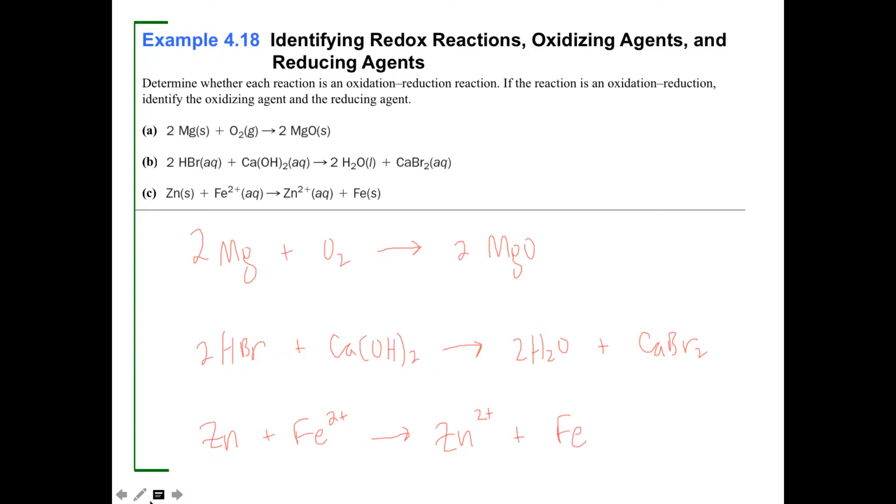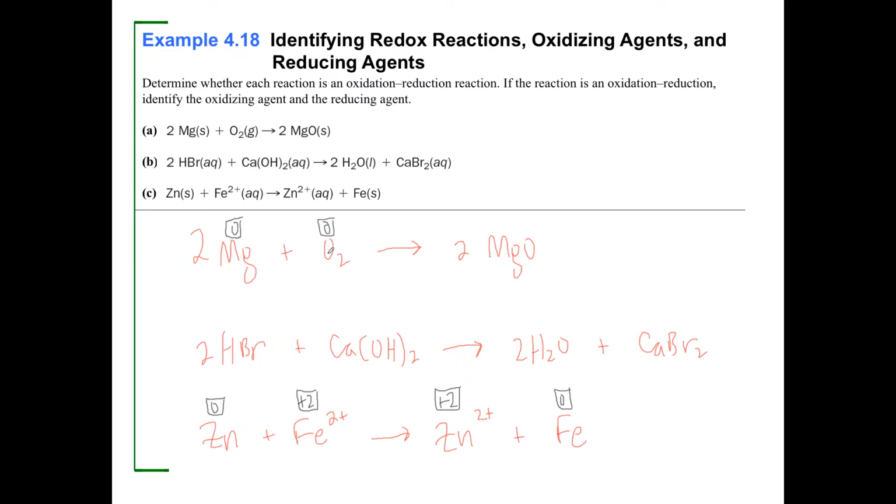Okay, now I'm going to get a black marker here, and I'm going to go through and do all the ones that are easy first, okay? So magnesium is going to be 0, and oxygen is going to be 0, right? Zinc is going to be 0, right? This is going to be +2 because it's by itself. You see that? This is going to be +2, and this is going to be 0, okay?